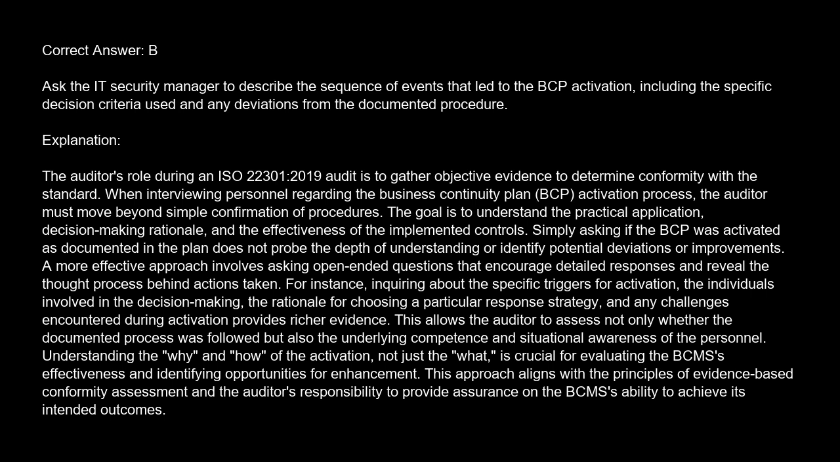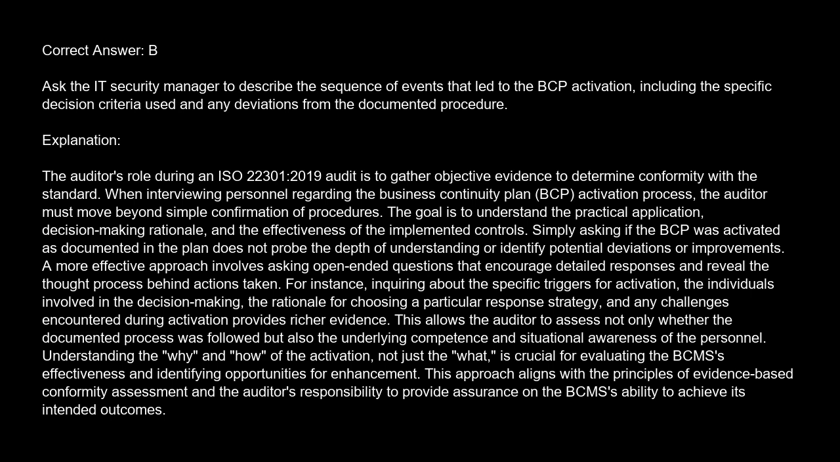Explanation. The auditor's role during an ISO 22301, 2019 audit is to gather objective evidence to determine conformity with the standard. When interviewing personnel regarding the Business Continuity Plan, BCP, activation process, the auditor must move beyond simple confirmation of procedures. The goal is to understand the practical application, decision-making rationale, and the effectiveness of the implemented controls.